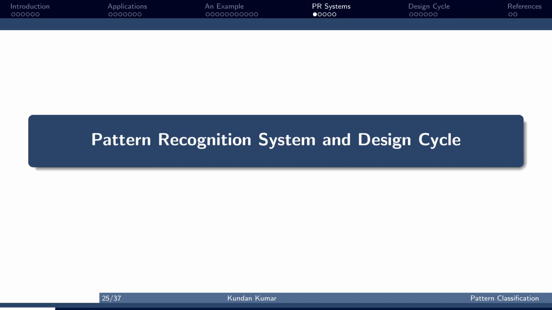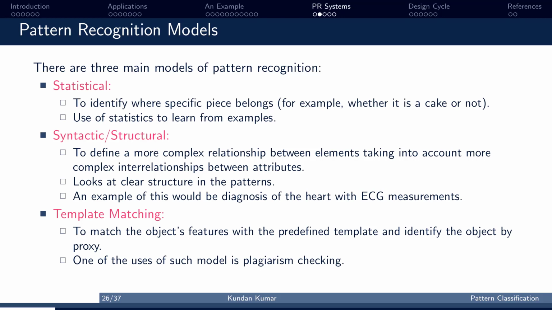So in this lecture, I will talk about the pattern recognition system and design cycle. But before that, there are three different pattern recognition models. The first one is the statistical model. The second is structural or syntactic. The third one is template matching. In the literature, you will find these three pattern recognition models.